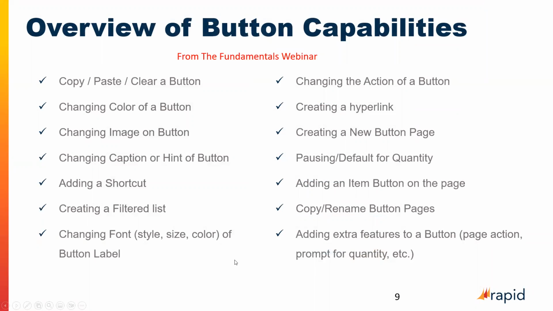Awesome. So our overview of button capabilities. This is a slide that we covered in our fundamentals webinar as a comprehensive list of button capabilities. So we just wanted to provide a refresher. Now, at the base level, each button performs an action, right? And these are all examples of an action a button can perform. So creating a filtered list, a hyperlink, adding an item. All of these are actions. And of course, throughout this webinar, we will refer to them as button actions, so that we're staying consistent with our terminology.